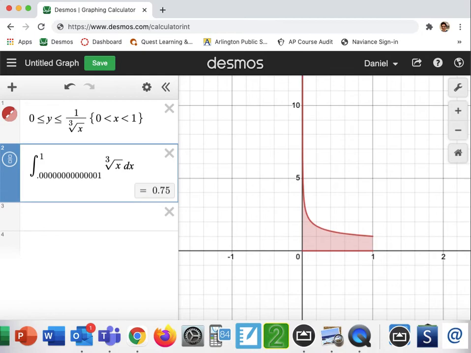I'll have to go back and look and see what I did wrong, but the key is that this definite integral does seem to exist, even as my lower limit of integration gets infinitely close to 0, the definite integral still seems to exist at 3/4.